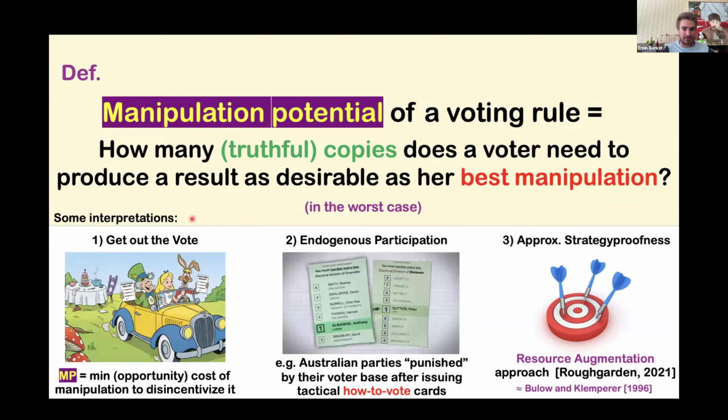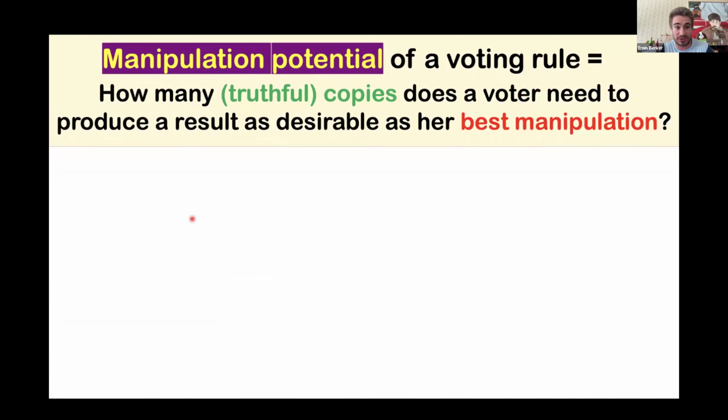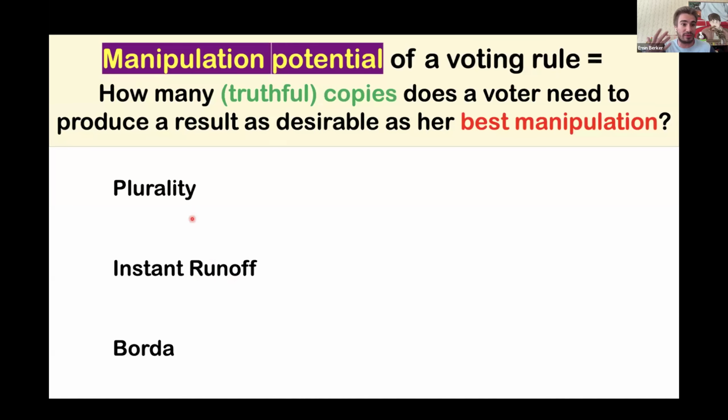Okay, now that I've given you these three interpretations, let's actually look at what this might look like for some specific rules. I've already given you two example rules. We also have a third rule, which is quite simple. It's just plurality: pick the candidate with the most top votes. And in fact, we can show that the manipulation potential of plurality is exactly the ceiling of (n-1)/2.